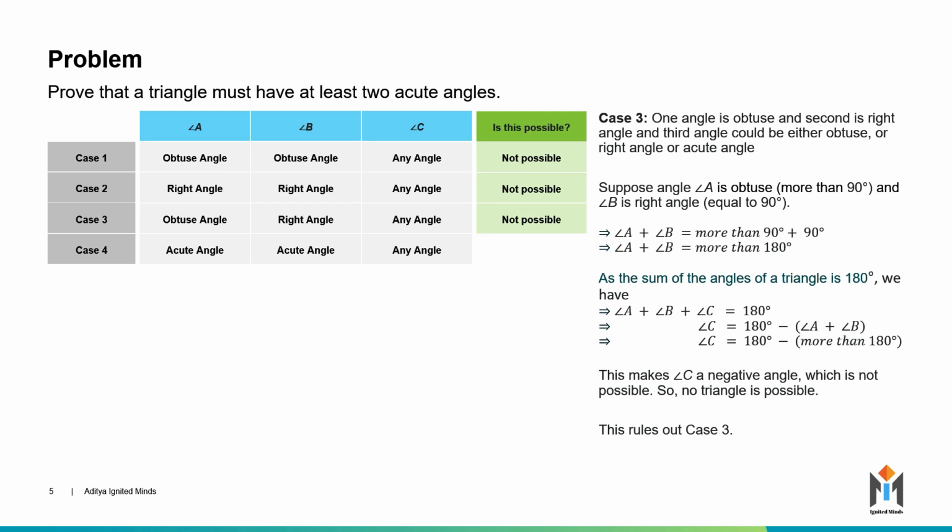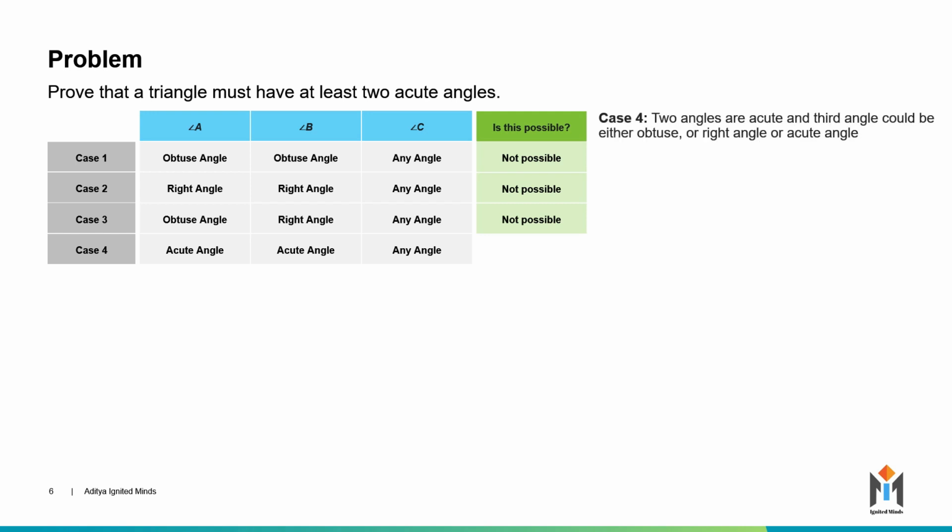So coming to the last case, number 4, let us see how this looks, where two angles are acute and the third angle could be either obtuse, right angle or acute angle. So let us suppose the two angles A and B are acute angles. That means both are less than 90 degrees. Again, when you do the sum of A plus B here, A is less than 90 as you have seen, and B is also less than 90. What do you get? Well, there are actually three sub cases here.